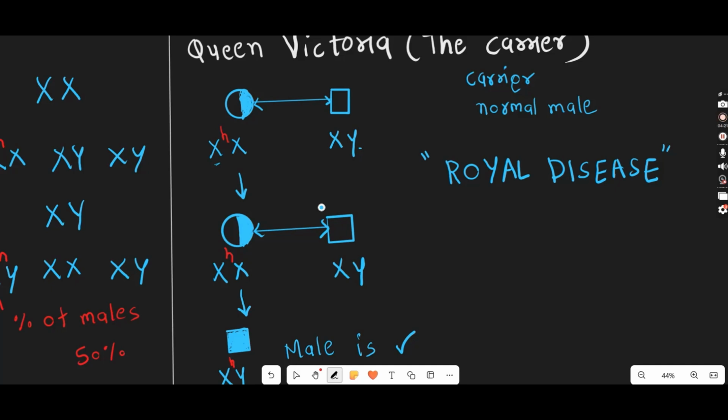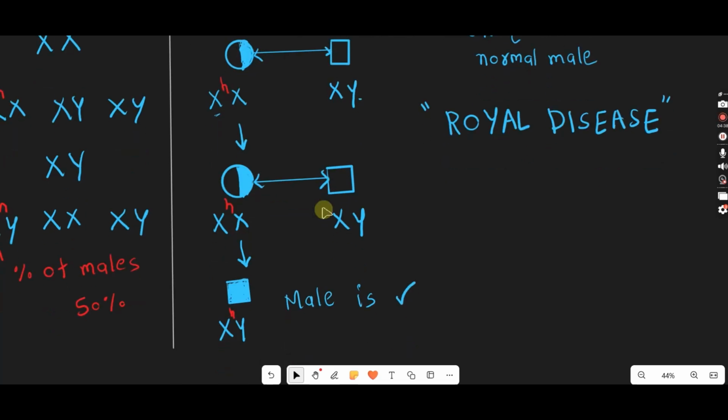Let's look at what happens in her daughters. So X with H paired with this normal X, so X^H X. What happens in the second generation when these females marry a normal man? Let's look at the males here. So this Y chromosome and the hemophilic X chromosome. So the male will be hemophilic.